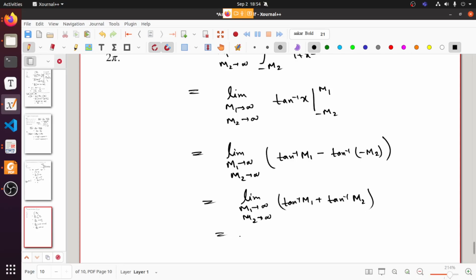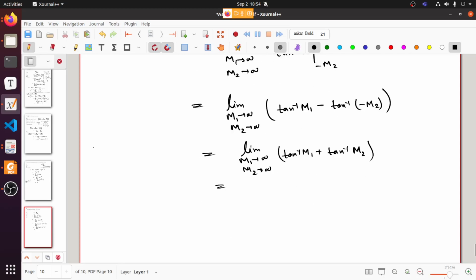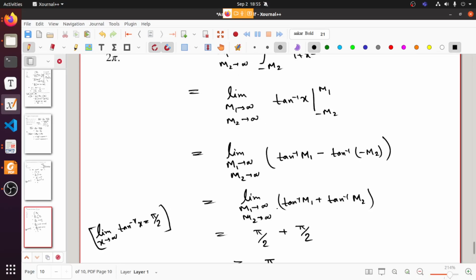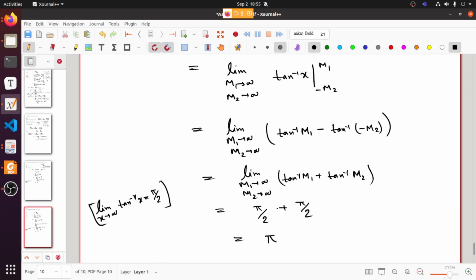Now if you take m1 tends to infinity, m2 tends to infinity, we know that limit x tends to infinity of tan inverse x is pi by 2. So tan inverse m1 will be pi by 2, and for tan inverse m2, as m2 tends to infinity, it will again be pi by 2. So we get pi. So this integral exists and the value is pi.